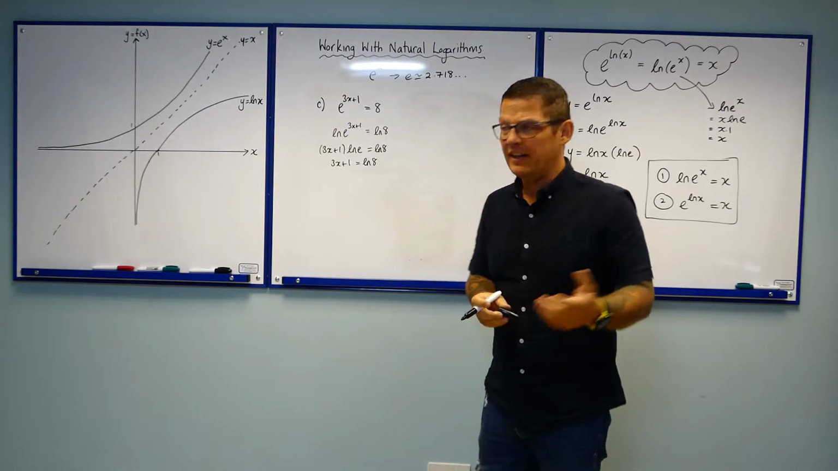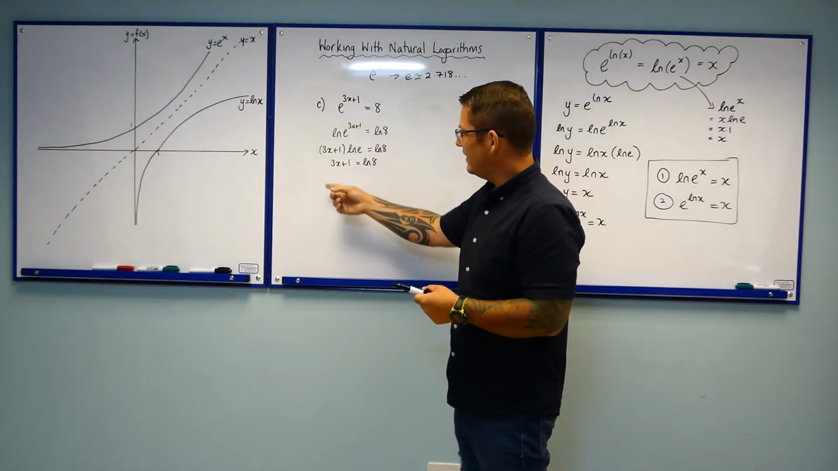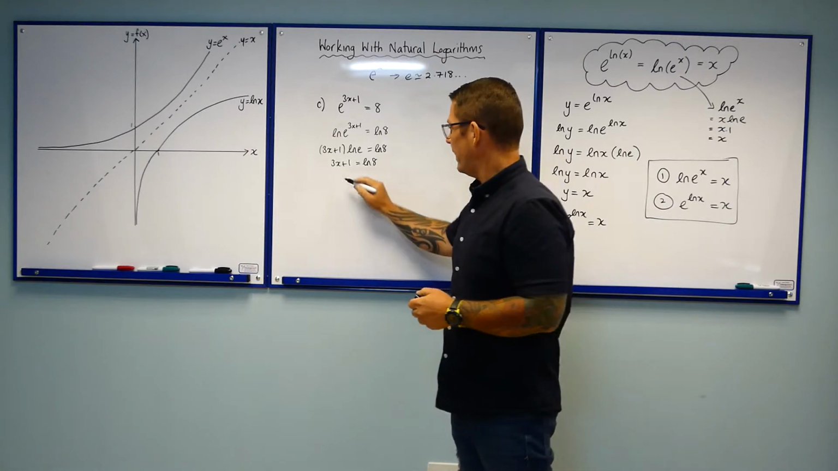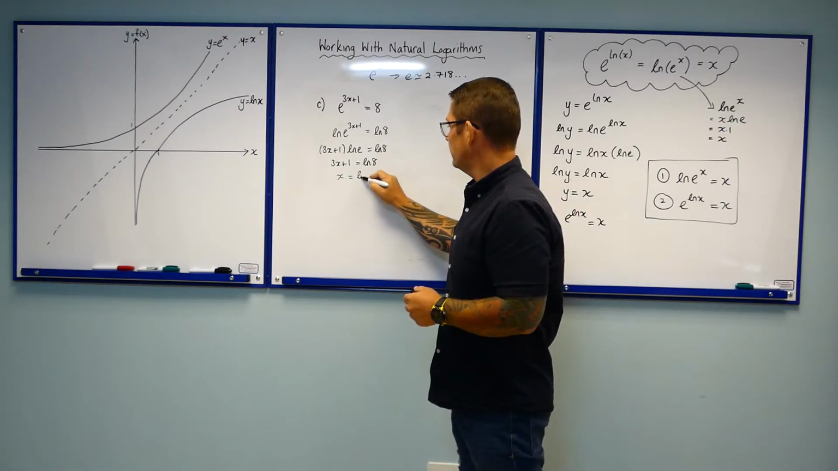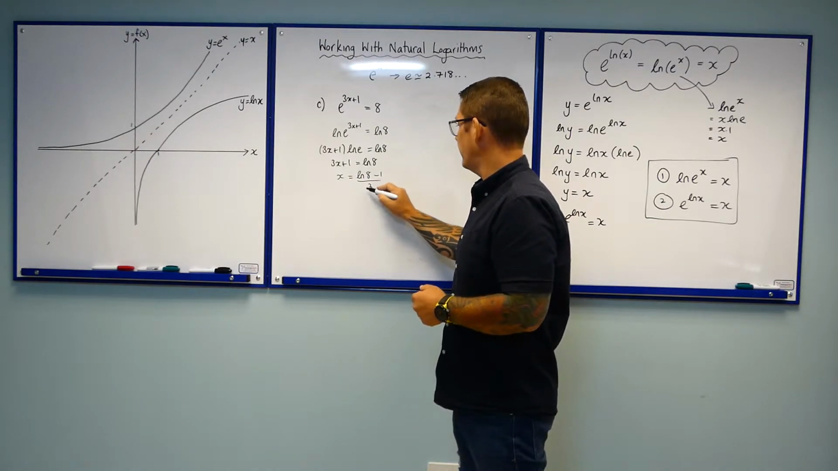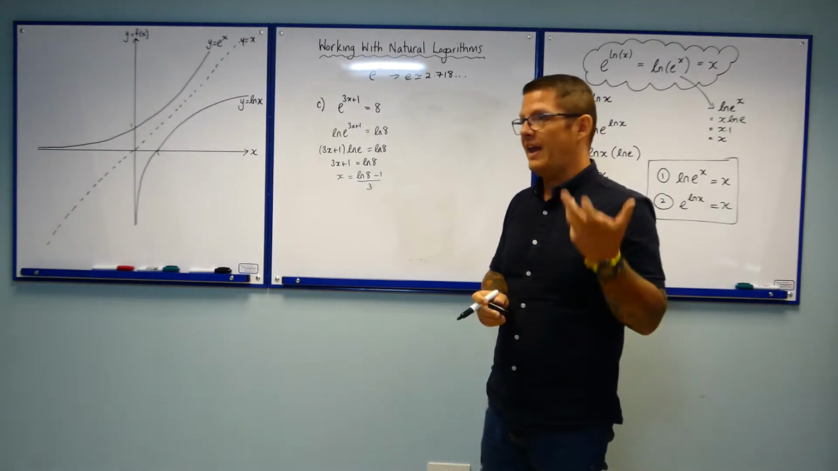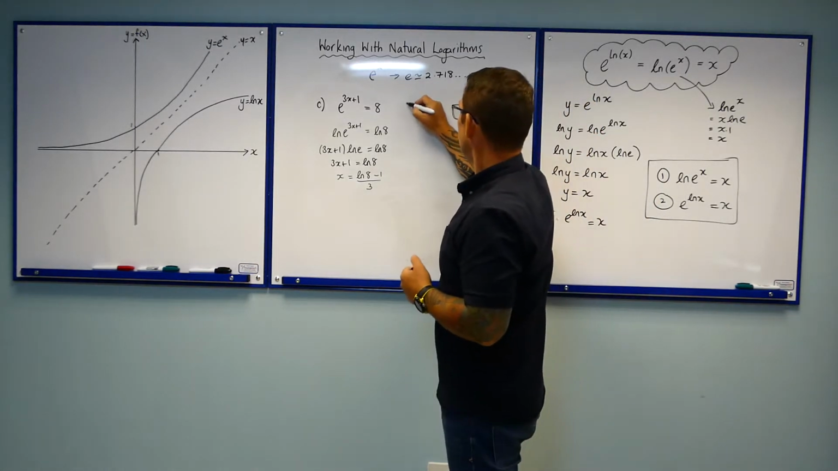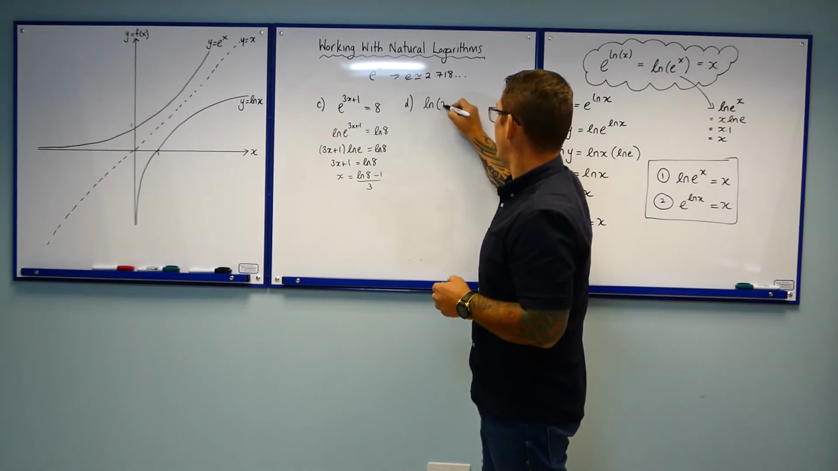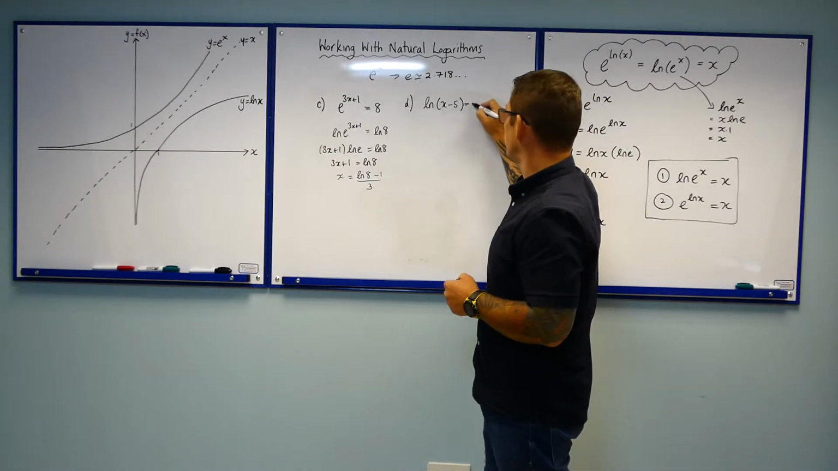And then finally, I'm going to rearrange this to make x the subject. So I'm going to subtract 1 and divide by 3. So we get x equals ln 8 minus 1, all divided by 3. And I'm going to leave my answer there in exact form. Part D: ln x minus 5 equals 10.